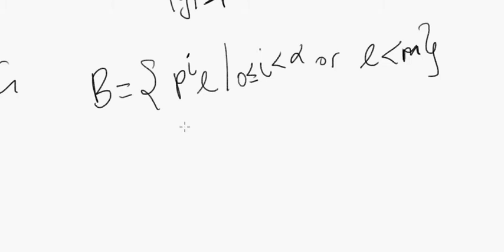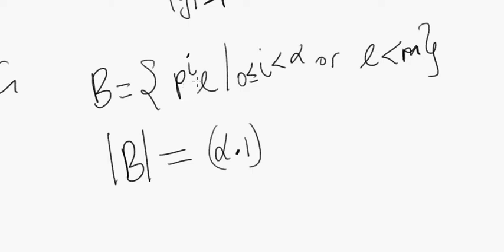Well, can we say that the number of elements in the set B equals alpha minus 1? That is, how many possible powers can p take? If we count all the possibilities, it could go from 0 to what? To alpha minus 1, right? So how many possible values of i are there? There are alpha minus 1 possible powers that p can take.